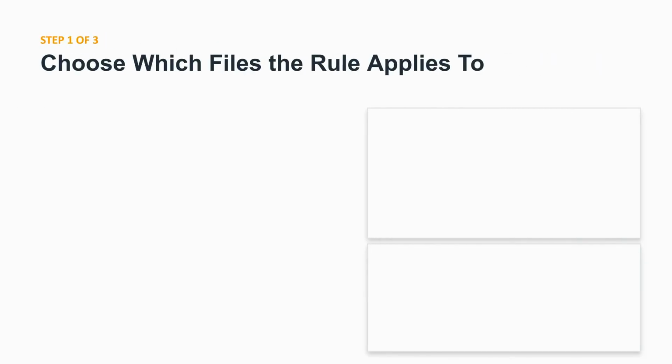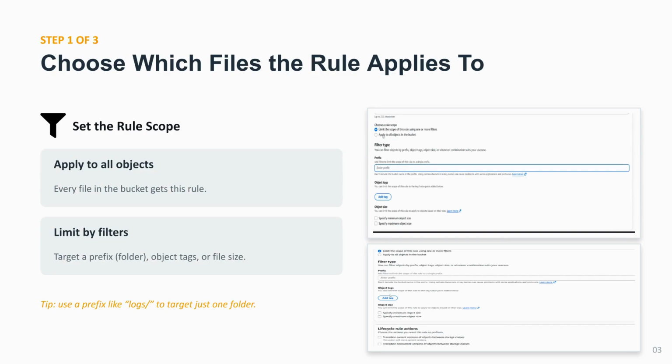The first step is deciding which files the lifecycle rule should apply to. You have two main options. You can apply the rule to all objects in the bucket, or you can limit it using filters. In real projects, filtering is very important. For example, your bucket may contain user profile images, application logs, invoices, and backup files. You may not want the same lifecycle rule for everything. Logs can be deleted after 90 days, but invoices may need to be stored for 7 years.